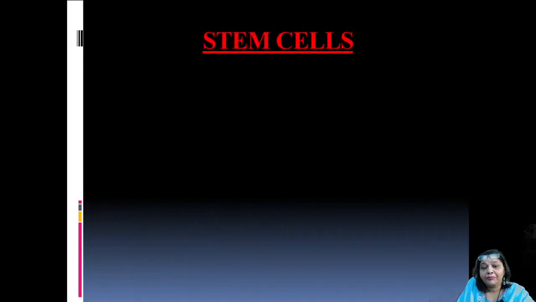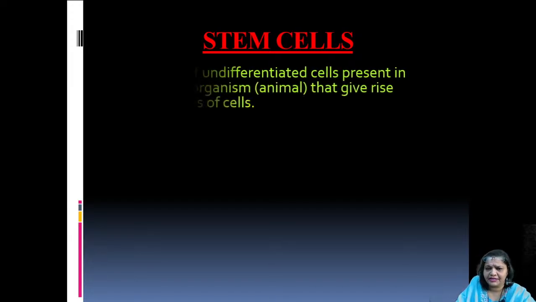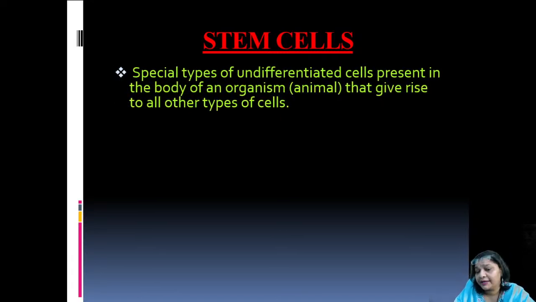Another very important, very illustrative and very useful thing for the whole of mankind is the stem cells. Now, what are these stem cells? These are special types of undifferentiated cells, students. And these cells are present in the body of an organism itself, an animal, that gives rise to all other types of cells.